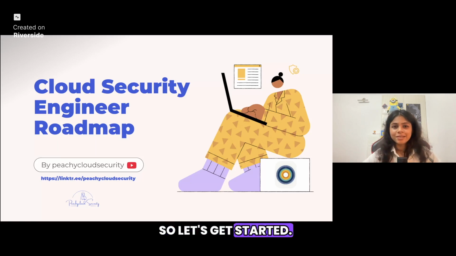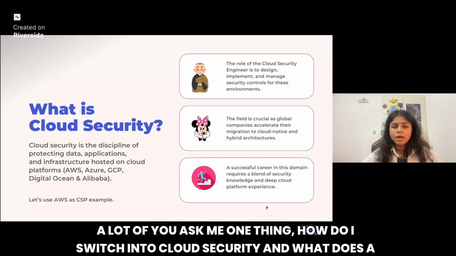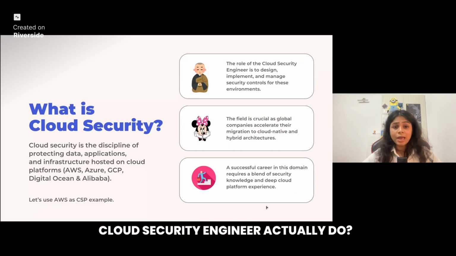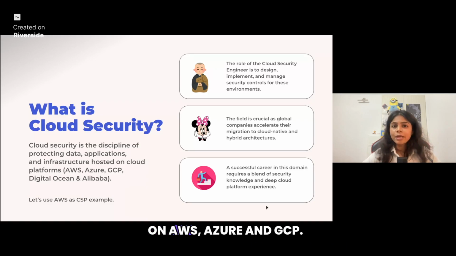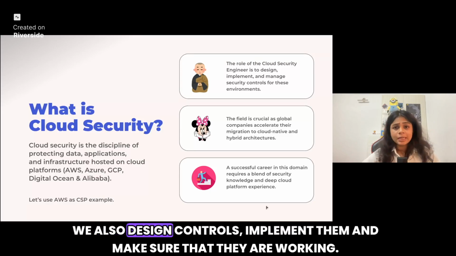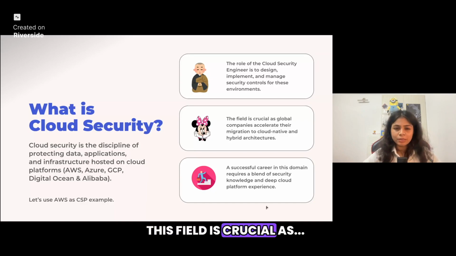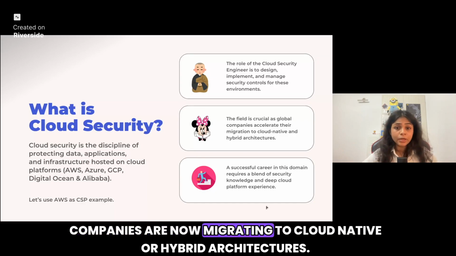So let's get started. A lot of you ask me one thing: how do I switch into cloud security, and what does a cloud security engineer actually do? Quick answer: we protect our data, applications, and underlying infrastructure on AWS, Azure, and GCP. We also design controls, implement them, and make sure that they are working. This field is crucial as companies are now migrating to cloud native or hybrid architectures.